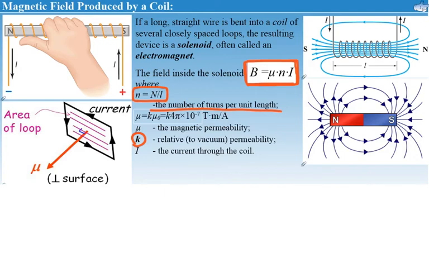So let's look at some questions where we can use the formula μnI. Sometimes my students like to change this formula and call it μnI. So if I'm calculating the magnetic field inside of the coil, they call it μnI.